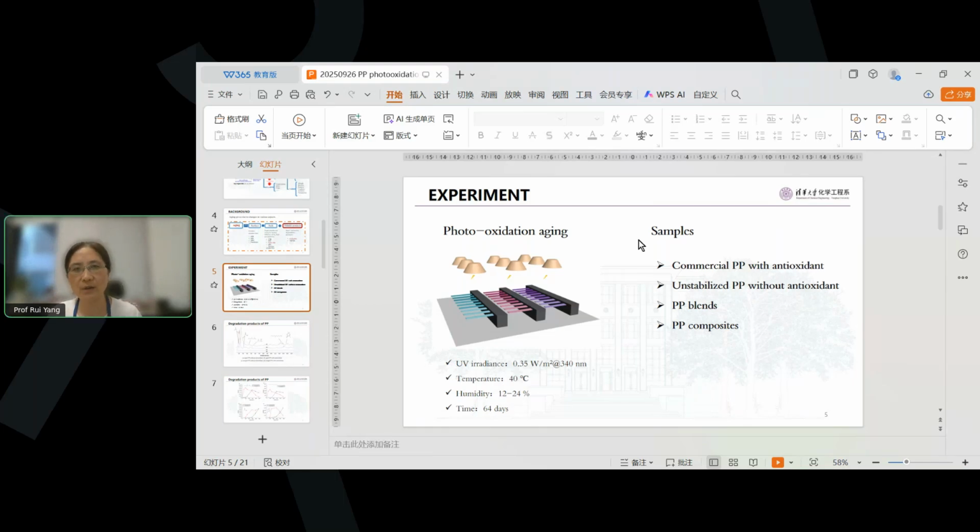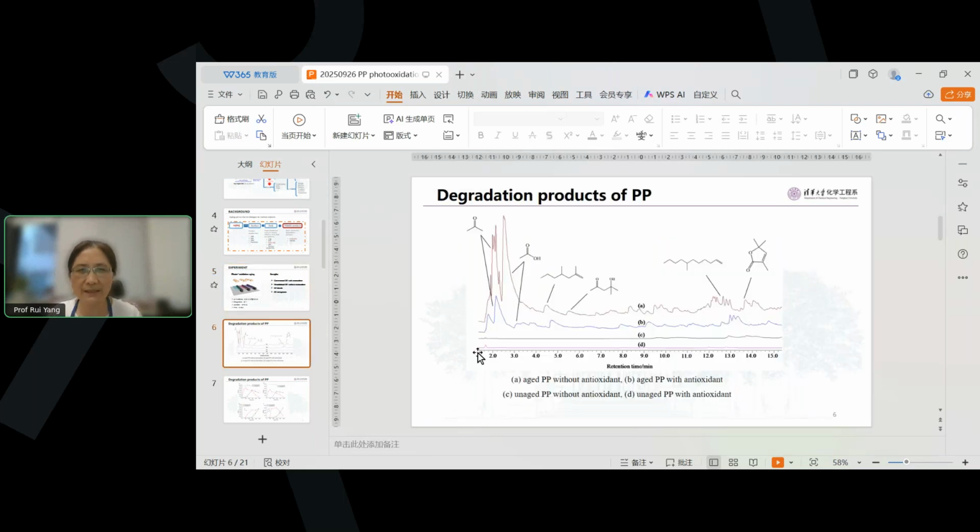Okay, so we study this kind of samples, and we use this as an example. We can find that for unaged sample, there's nearly no volatile degradation products, but for aged sample, there are various kinds of degradation products. If in PP without antioxidant, that means the PP is aged without protection, then the volatile degradation products have a higher concentration.